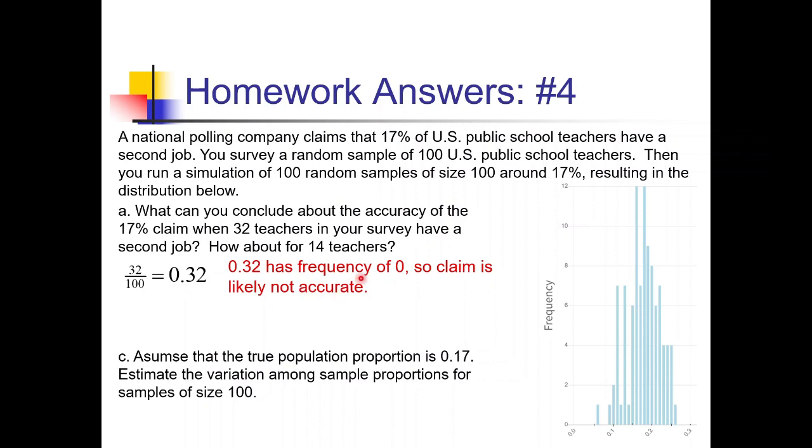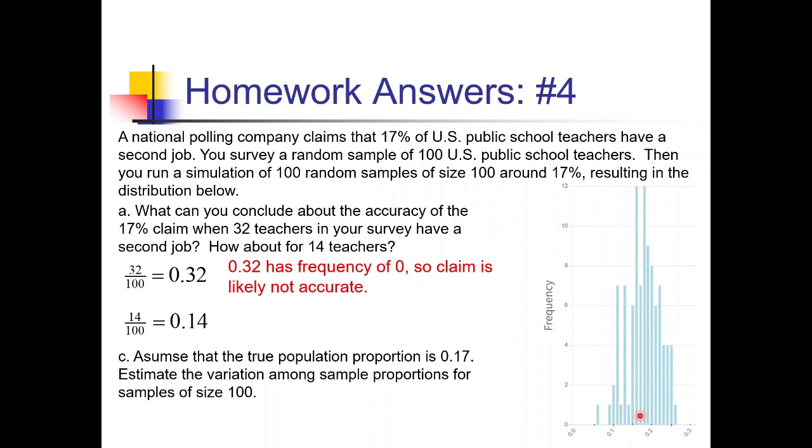Now, what if we instead got 14 teachers? So 14 over 100, that would be 0.14. And let's look at our distribution. Here's 0.1. Here is 0.11, 0.12, 0.13, and 0.14 is right before this little hash mark here. It has a frequency of 1.